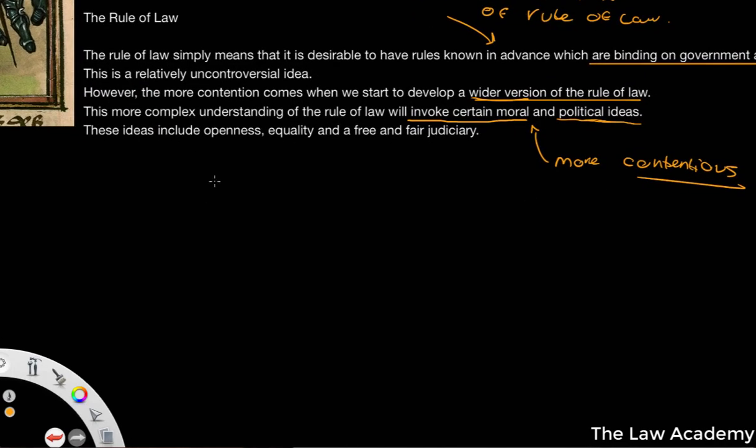These political and moral ideas come when we start to think about how we're going to implement the rule of law, and we start to implement ideas around the rule of law, things like openness, equality, a free and fair judiciary, these kinds of things. And there are different interpretations of what would be described as the rule of law. And again, we're going to examine this in a series of lessons. There's not just going to be one lesson on this.